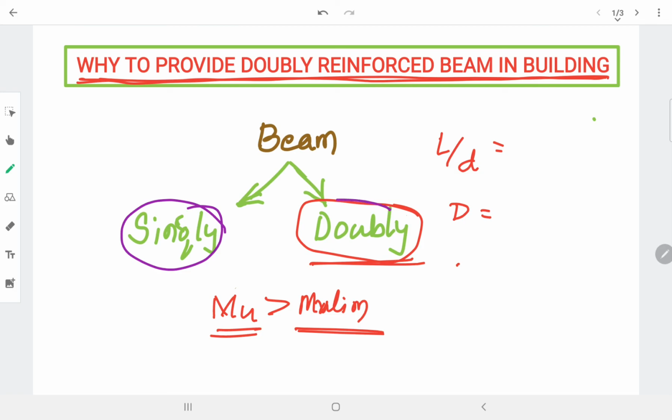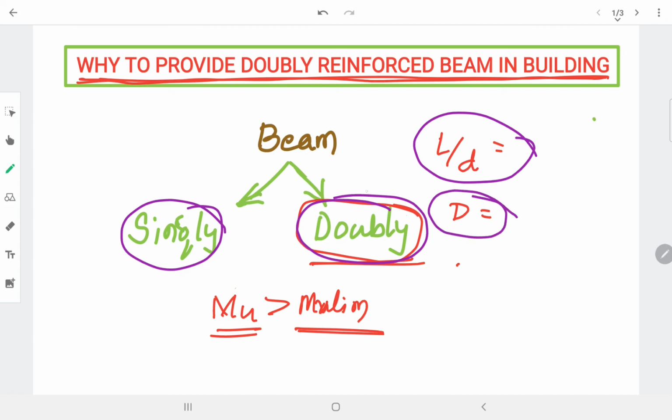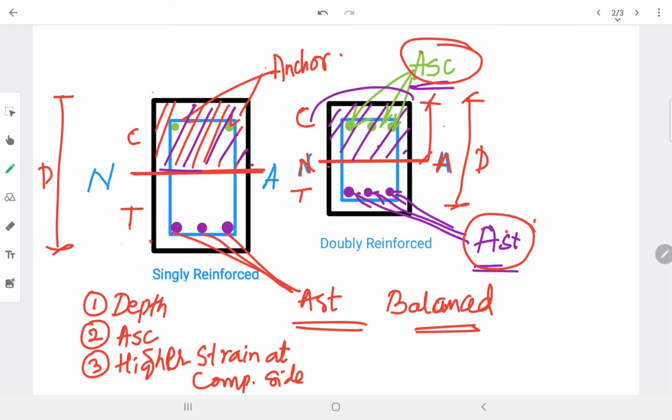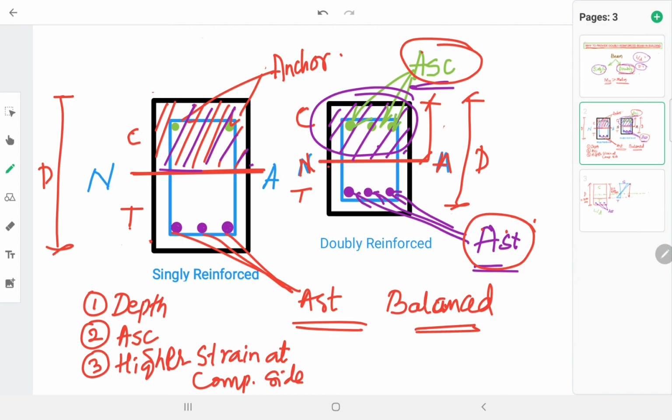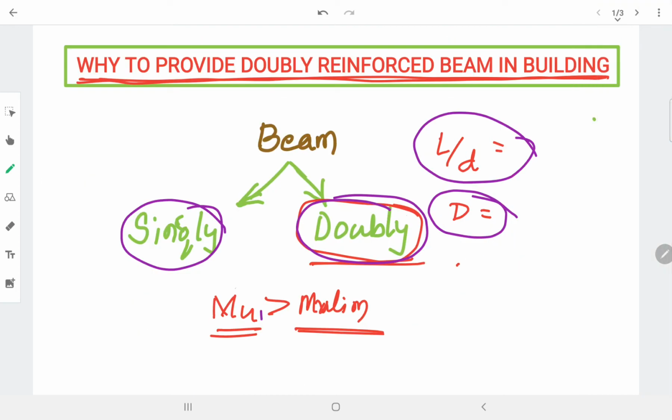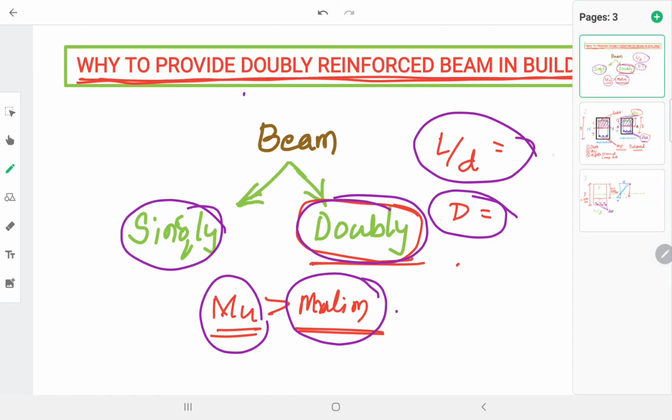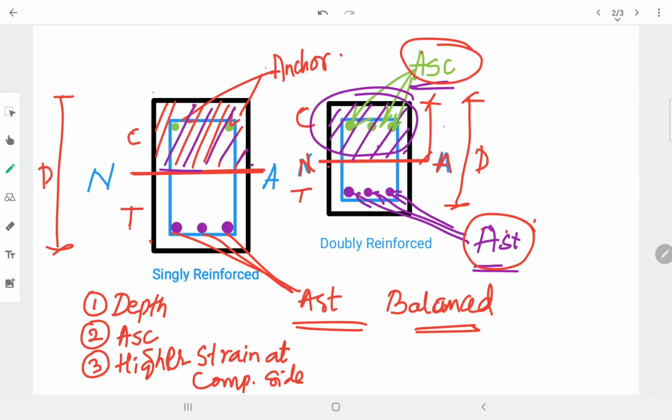Whereas, if the depth is quite high and you are affecting the L by D ratio, you are reducing the depth intentionally. In that case, if the compressive stresses are beyond the limit of concrete, that means if Mu is more than Mu limit, you need to provide the doubly reinforced beam in buildings. I think you understood the concept of why to provide the doubly reinforced beam in a building.